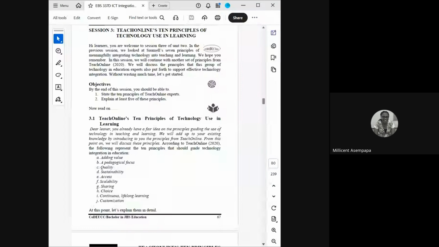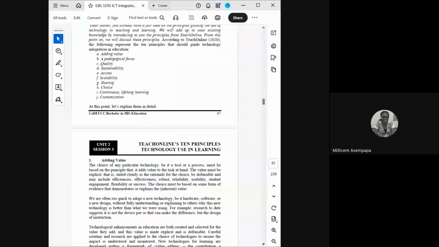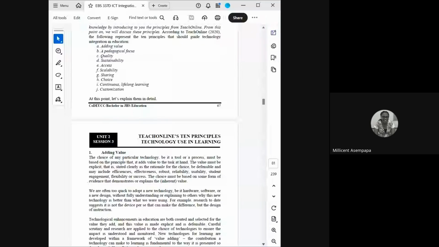According to Teach Online 2020, the following represents the 10 principles that should guide technology integration in education. The first one is adding value. Then pedagogical focus, quality, sustainability, access, scalability, sharing, choice, continuous or lifelong learning, and customization. Those are the 10 principles of Teach Online in 2020.